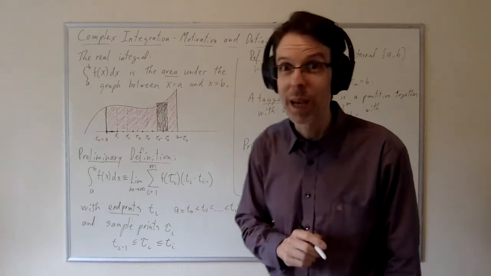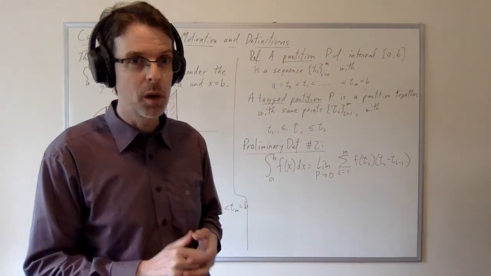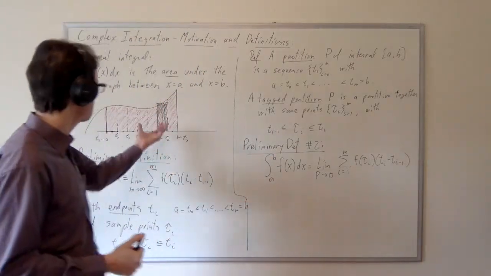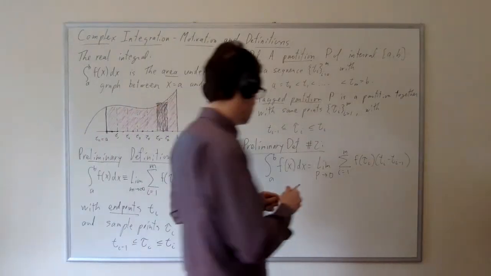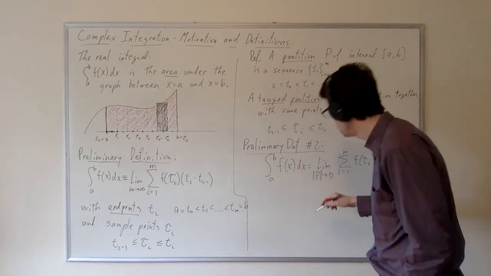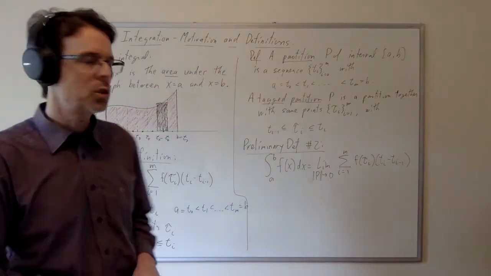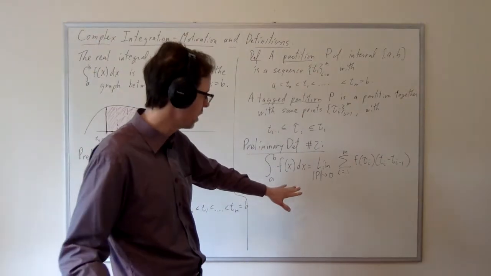Problem is, that doesn't make any sense. P goes to 0 doesn't make any sense because P is not a number. So something has to go to 0. And it has to mean that this partition is getting finer and finer and finer. And so what we're going to do is call this the norm of the partition, and we're going to use double absolute value signs for that. We're going to say the norm of the partition goes to 0. And now we're closer to making a sensible definition here.